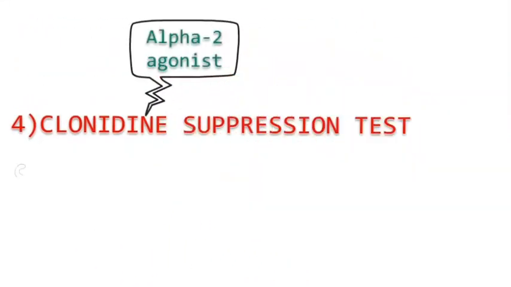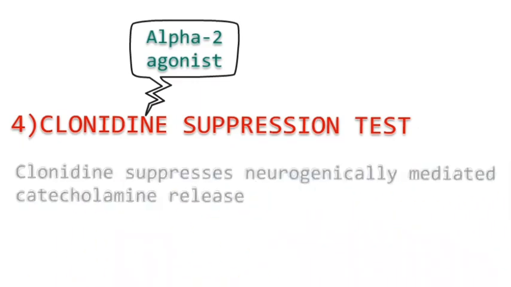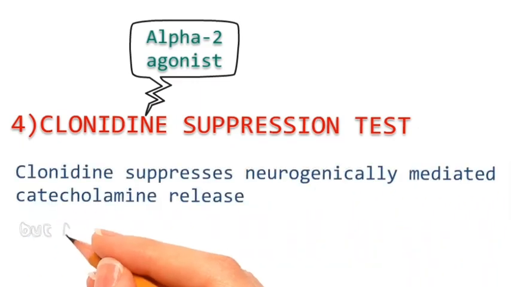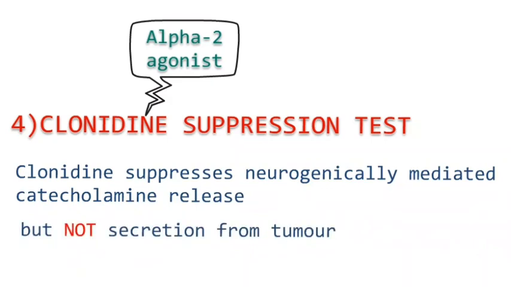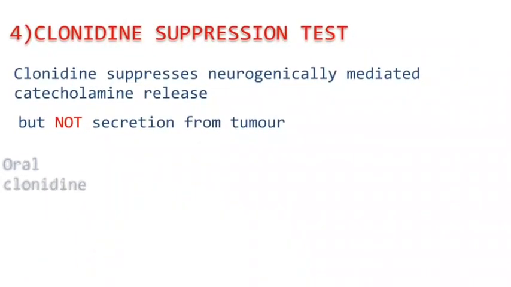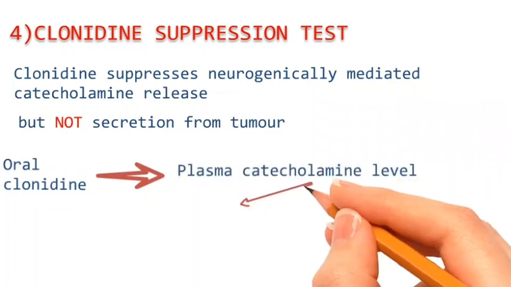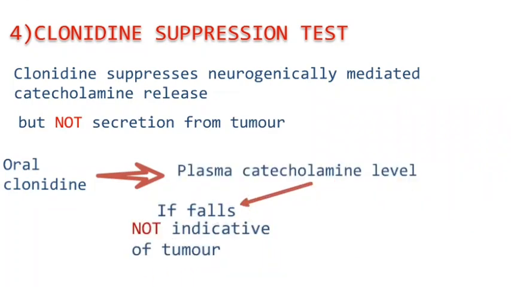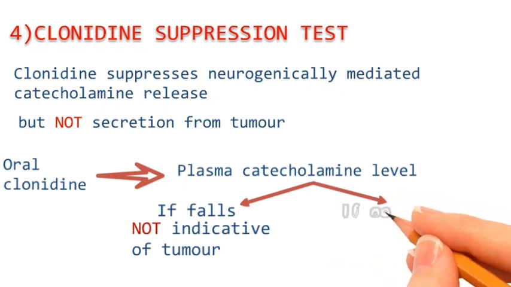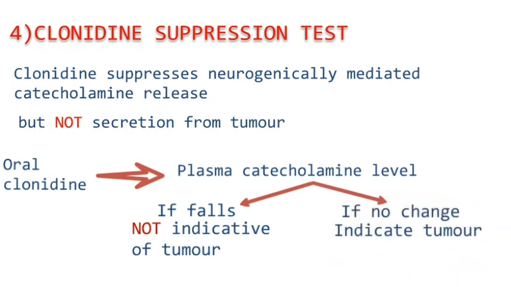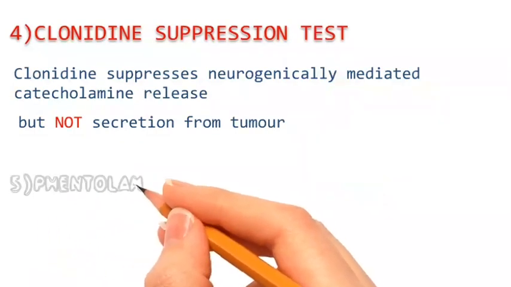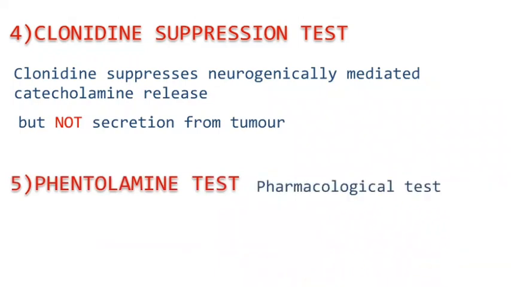Clonidine suppression test. Clonidine is an alpha-2 agonist, and clonidine suppresses neurogenically mediated catecholamine release, but not the secretion from tumor. When oral clonidine is given, if the plasma catecholamine level falls, it is not indicative of tumor, and if there is no change, it is indicative of tumor. Phentolamine test is a pharmacological test. The above two tests are not usually done at present.